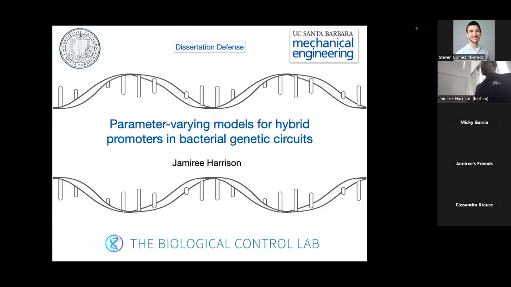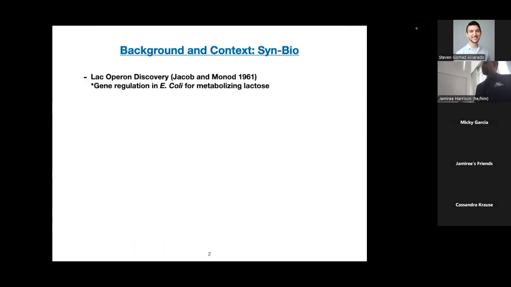So the title of my dissertation defense is Parameter Varying Models for Hybrid Motors in Bacterial Genetic Circuits. Today, we're going to start out with some background context for where this work sits in the field at the intersection of synthetic biology, dynamical systems theory, and control theory. Then we're going to get into some of the results that I came up with. So without further ado, we're going to get kicked off.